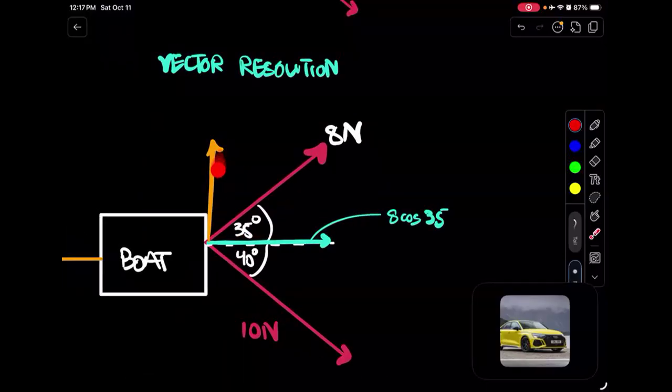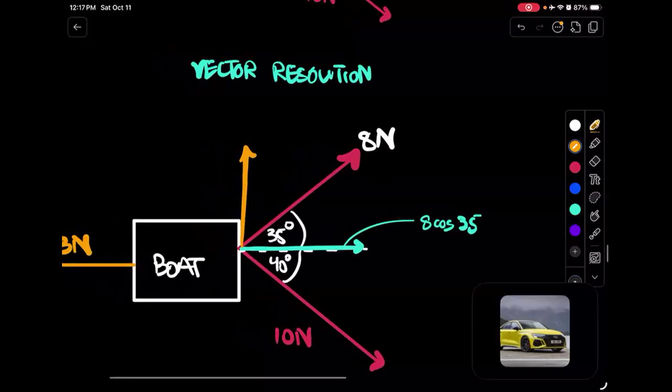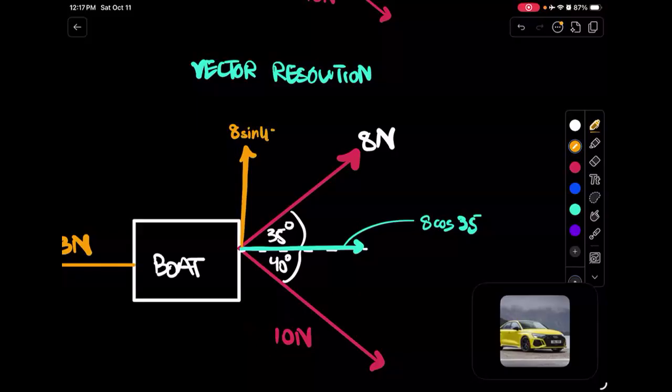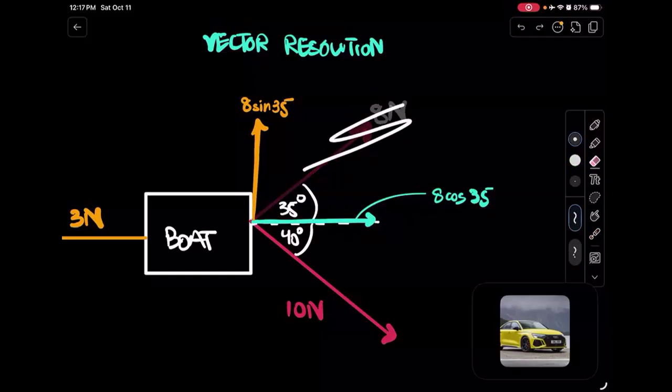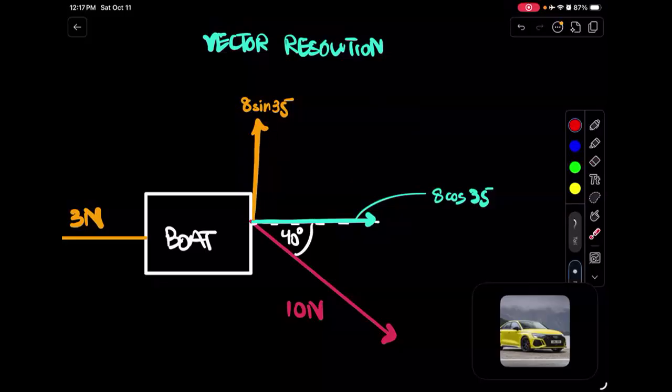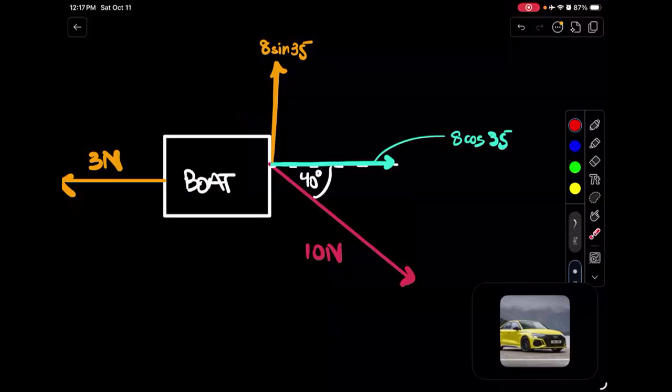And the vertical part would be this arrow pointing upwards, and we derived earlier that the vertical part is always sine. So this part is going to be 8 sine 35. So what I've done is I've drawn 8 sine 35 and 8 cos 35. Both of these horizontal and vertical vectors combine to make this 8 Newton force. So now I can get rid of this force, because this 8 Newton force is a result of these forces acting. I've broken it into its parts. It's kind of like I've gone to its roots and figured out what that force was.